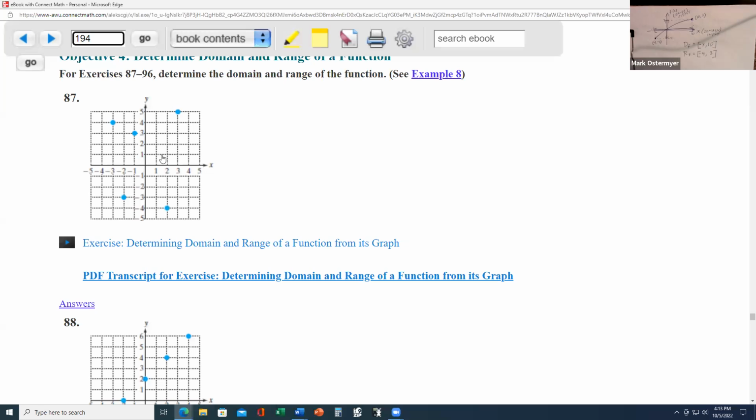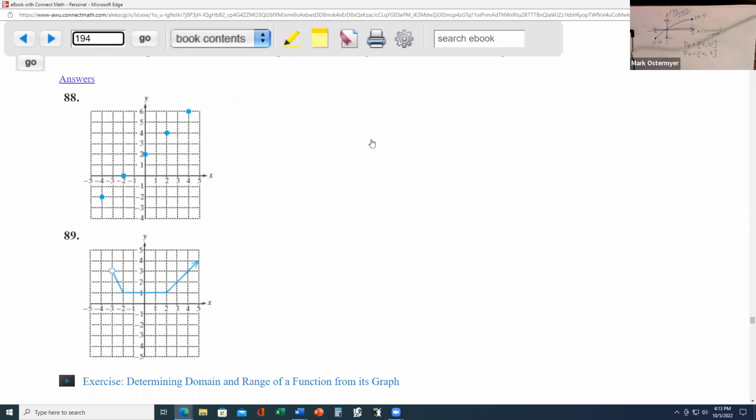What would be the domain? The domain consists of the x coordinates. And so what would be all of the x coordinates here? You'd have -3, you'd have -2 in the domain, -1, and you would have 2 in the domain and also +3. The range would be the set of all y coordinates. Well, the range would be consisting of -4, -3, +3, +4, and +5. That would be the range.